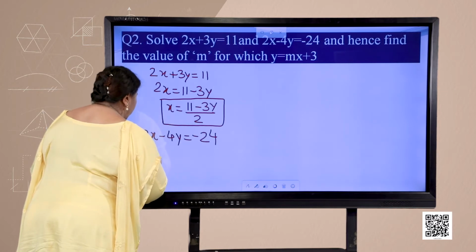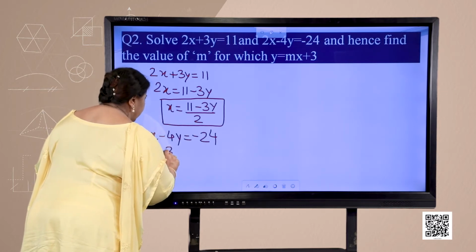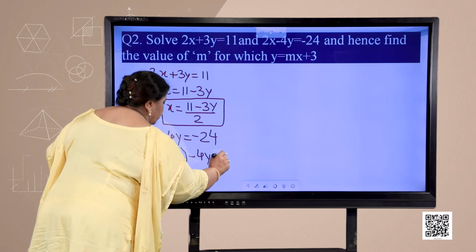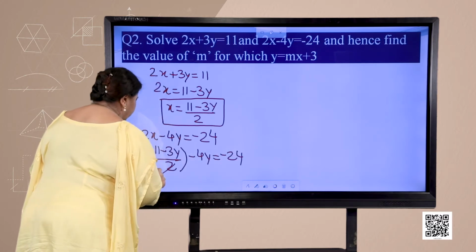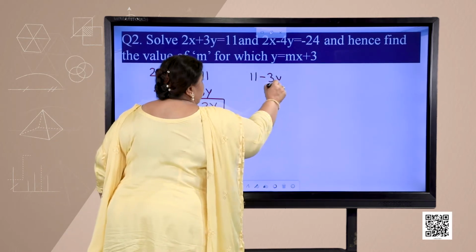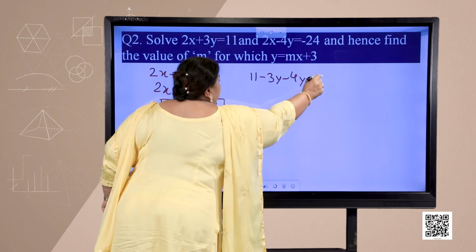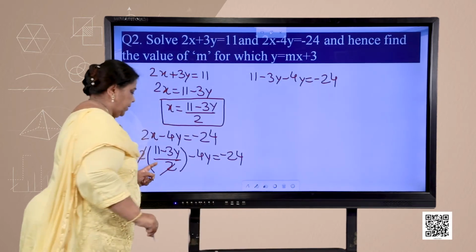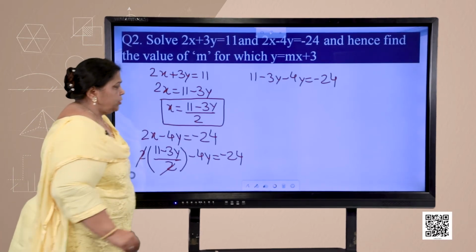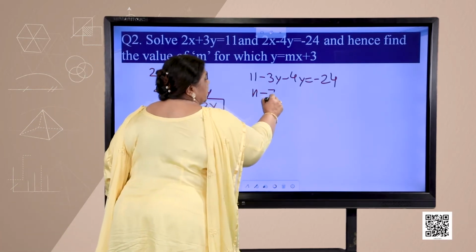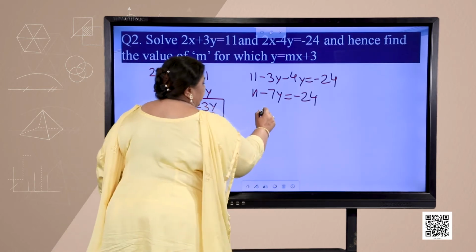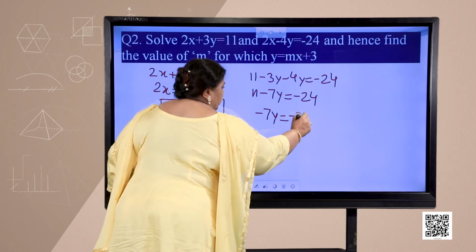So, 2 into what is x? (11 − 3y)/2 − 4y is equal to −24. Look here, this 2 we can cancel, and what are we left with? 11 − 3y − 4y is equal to −24. Can you see this? We get 11 − 3y − 4y is equal to −24. That is 11 − 7y is equal to −24.